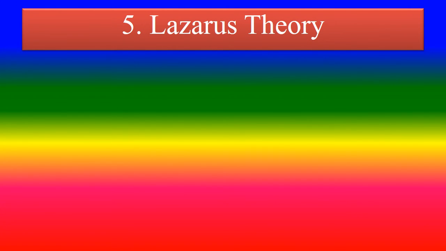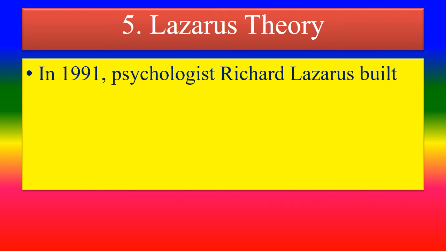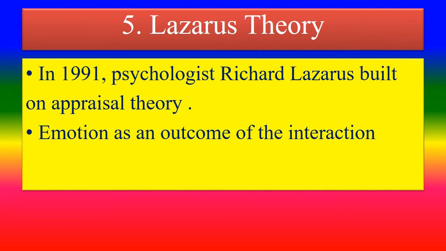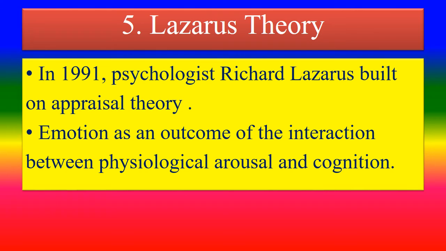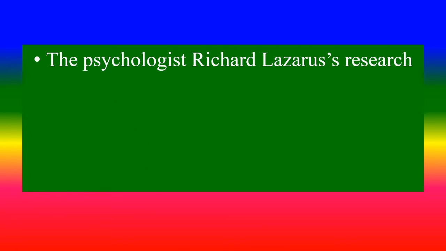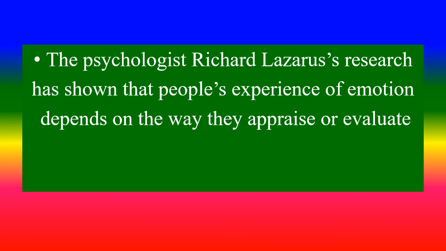Next theory, Lazarus theory. In 1991, psychologist Richard Lazarus built on appraisal theory. Emotion is an outcome of the interaction between physiological arousal and cognition. Lazarus's research has shown that people's experience of emotion depends on the way they appraise or evaluate the events around them.